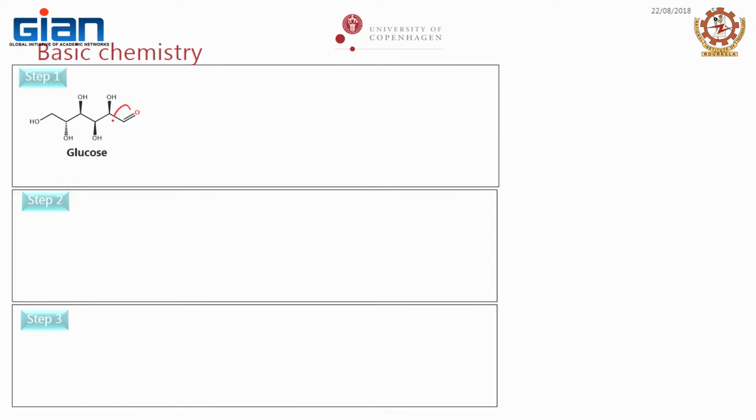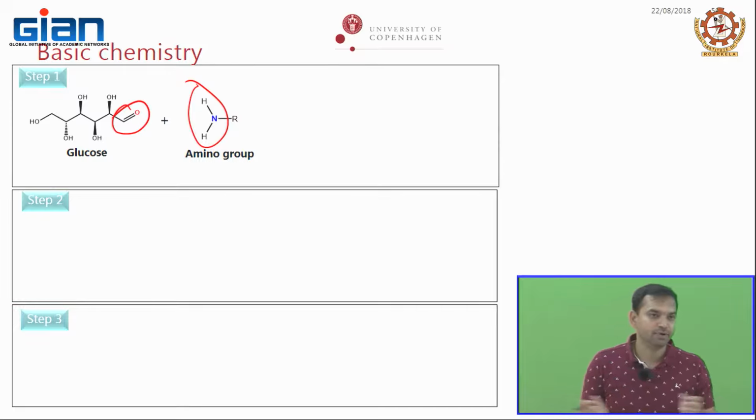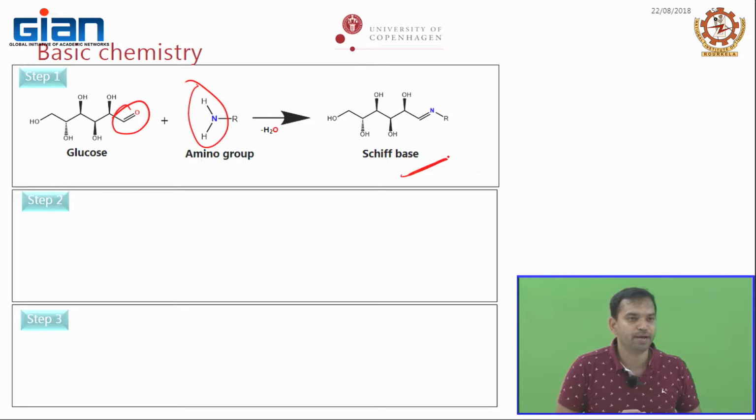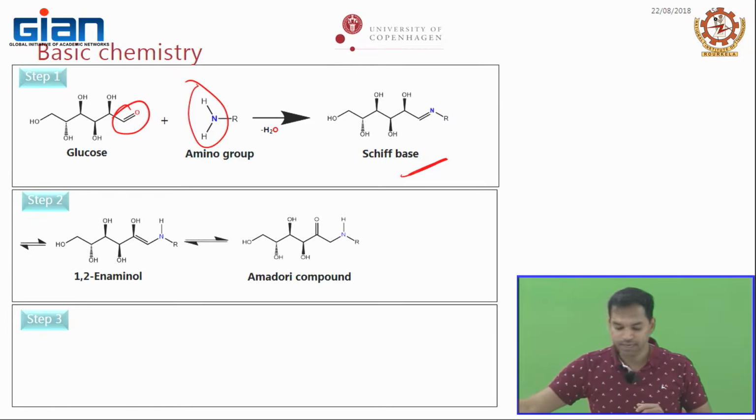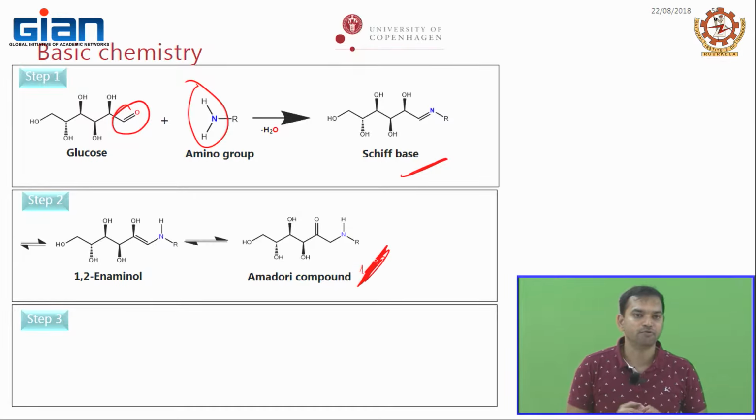I know a little bit of chemistry knowledge is required, but I'll quickly go through the mechanism, not in detail. You have a glucose, for example, a sugar that contains a reducing end, and you have an amino group, for example, in protein. Carbonyl groups are electrophilic, amino groups are nucleophilic, and they have a condensation reaction and you get a Schiff base. That is the first product of Maillard reaction, and the Schiff base will rearrange and form Amadori compound. This is the first stable product of the Maillard reaction.